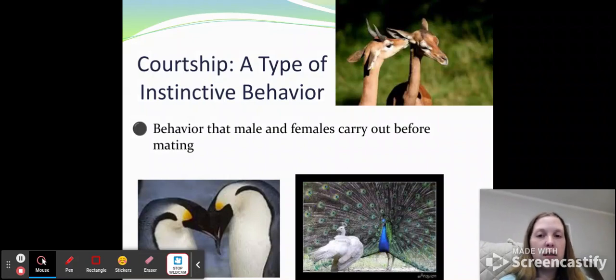Another type of instinct behavior is courtship, so mating. And this is behavior that the male and females carry out in mating. So we know, like peacocks, the males are the colorful ones. They will kind of flaunt their plumage to get a female's attention. This could be two males fighting so that the winner is the most desirable male. Cardinals, the red ones, are the males, and the brown ones are the females because the males have to show off to get the female's attention.